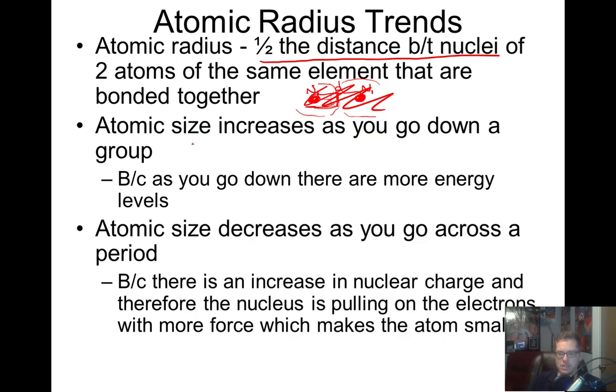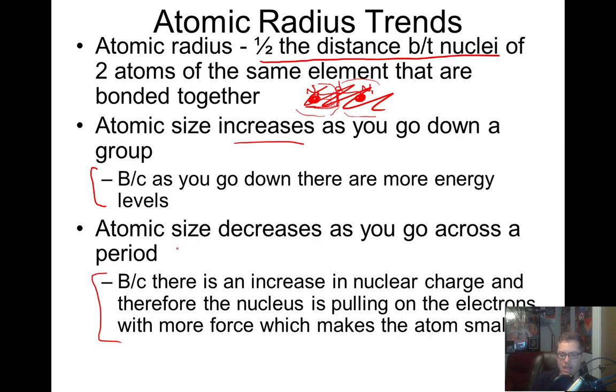Atomic size, so these reasonings here are very important. This is really what I want you to know. You need to know the trends, but I really want you to know the reasoning behind it. Atomic size increases as you go down a group, because as you go down there are more energy levels. You're adding more levels to it, therefore you're increasing your radius.